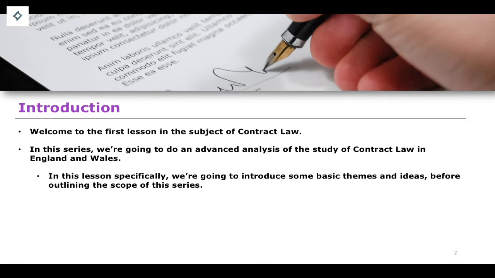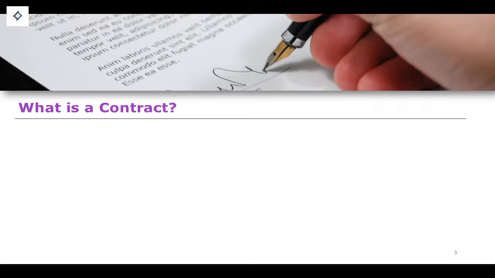So essentially, defining a contract, looking at the importance of the contract within everyday life, and then talking about the fundamental characteristics of the contract before having a look at the scope of this series of lessons. So ultimately, the question that needs to be asked here is: what actually is a contract?